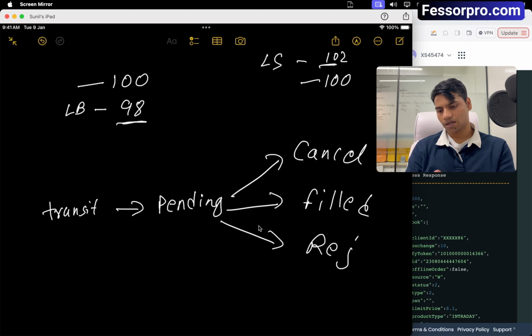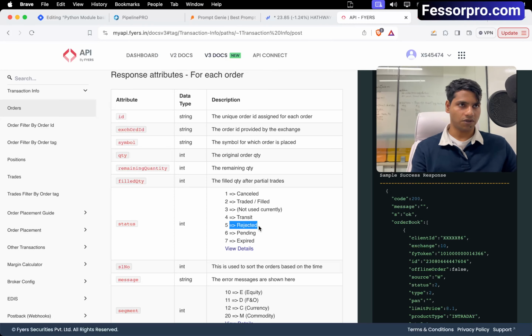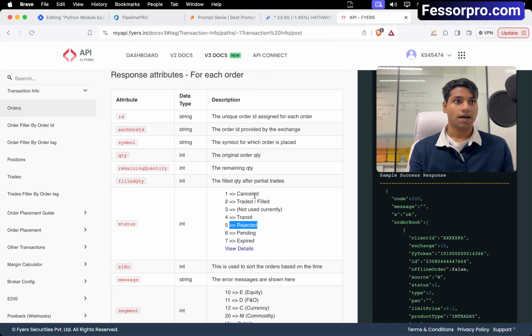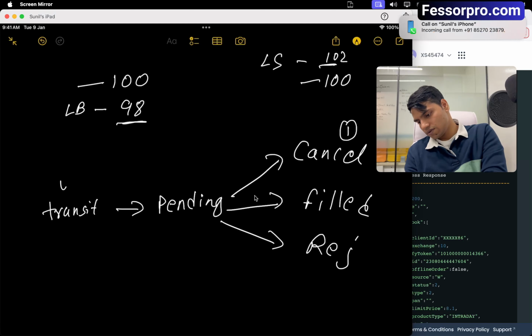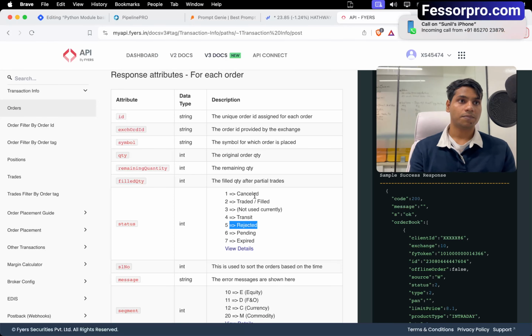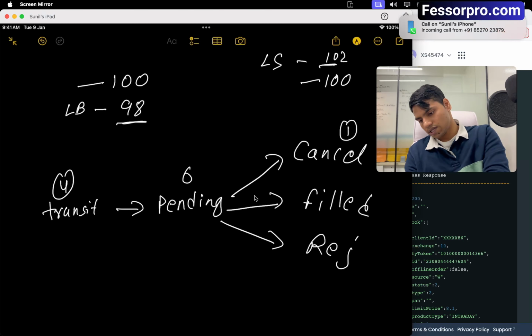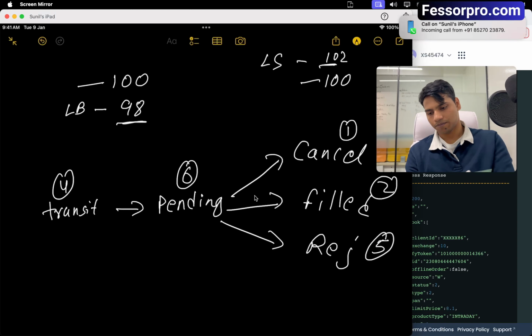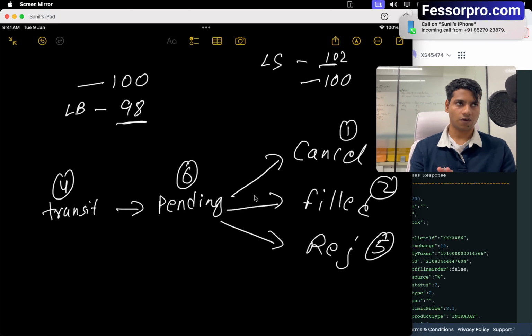Each status has a number to it. For cancelled it is 1. For transit it is 4. For pending it is 6. For filled it is 2. For rejected it is 5. These are the possible statuses of the order.